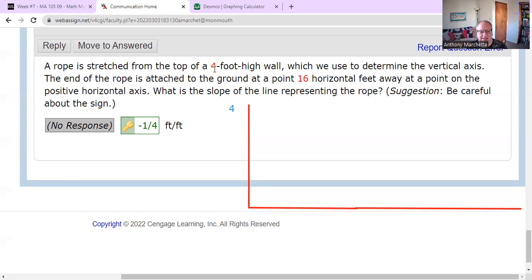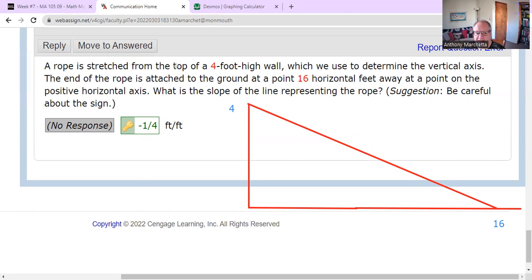And then this is 16 over here. And now if I give my line, it goes from 4 to 16 like so. Now there are a couple ways you could think of this line. Notice I'm pushing it to the right because it's telling you it's on the positive side of the horizontal axis. So it's not going to the left, it's going to the right. That does tell you that it is ultimately going down.